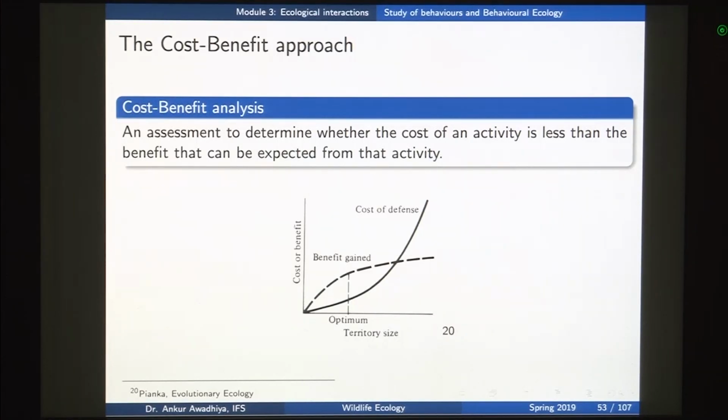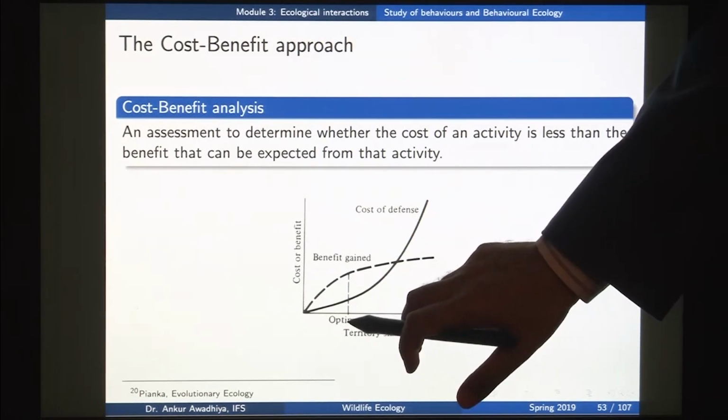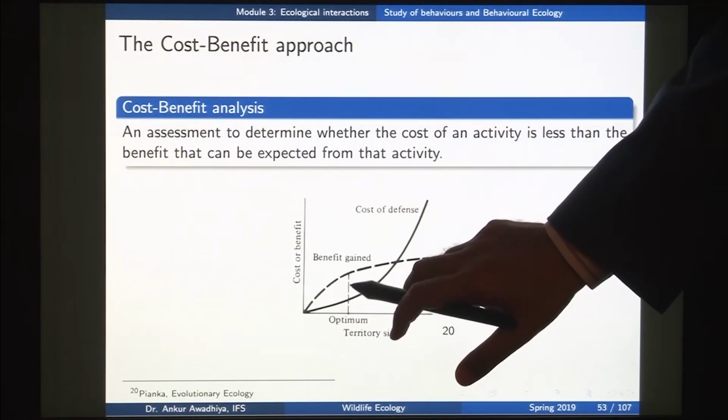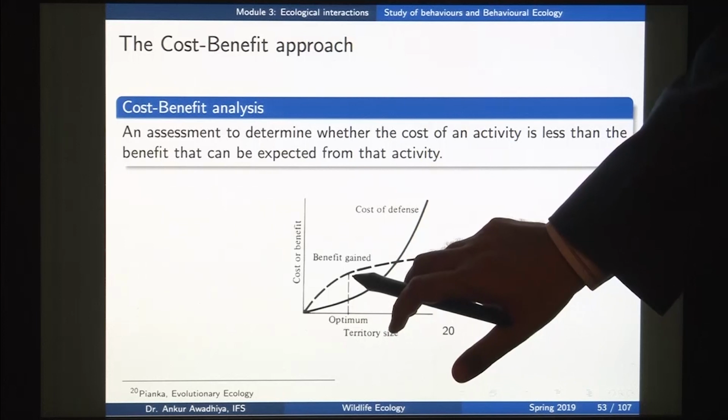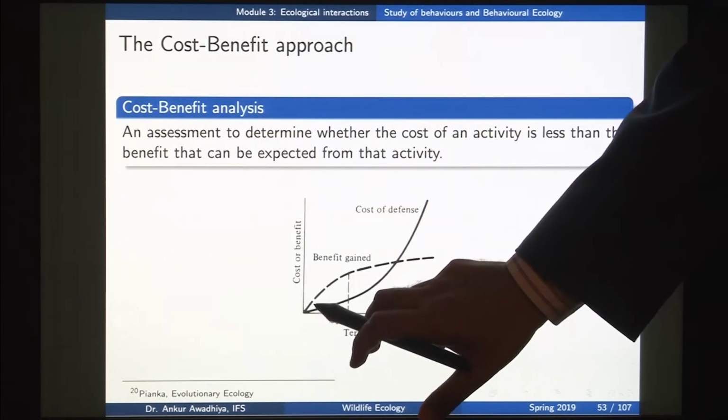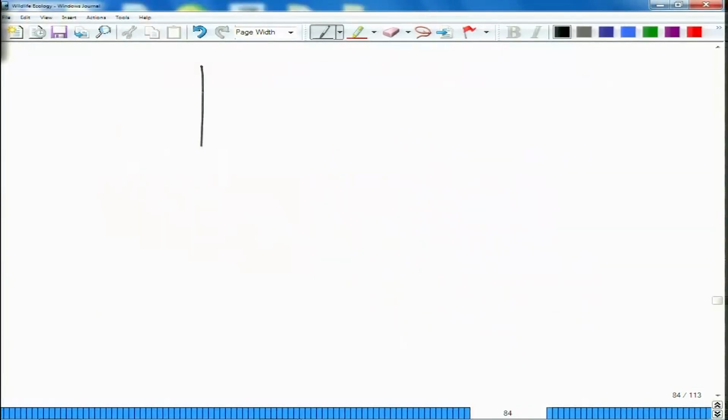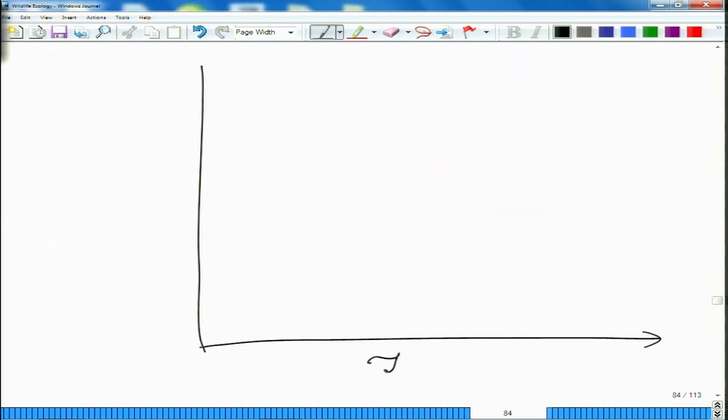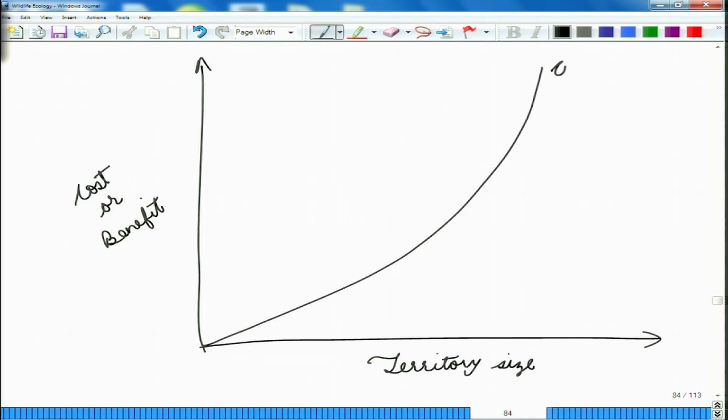Now amongst all of these different sizes, there would be one size that is the most optimum size. If the tiger goes for this size, the benefit minus the cost, which is the profit, is very large. If for instance the territory size is this much, let us draw this curve. So here we have the territory size and here we have the cost or benefit. Now in this case the cost increases like this and the benefit goes like this. Now this is the benefit.